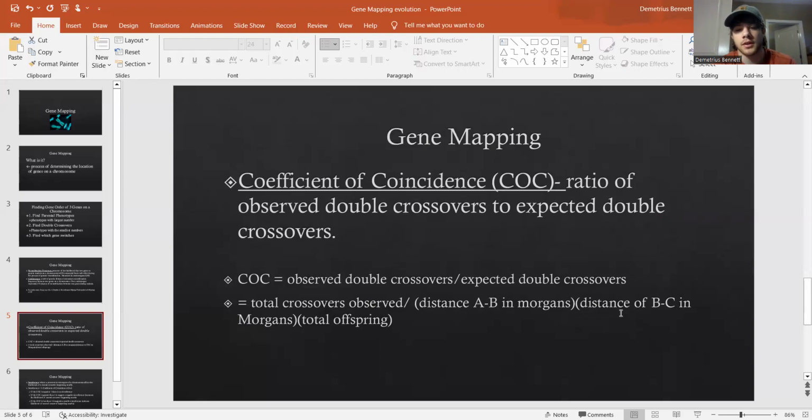But to find the expected, you take the distance between, in my slides here, they were using A, B, and C for the genes. So we were using S, R, and W. So this is going to be the distance between S and R in morgans times the distance of R and W in morgans, and then you times that by the total offspring. And so let's find that.